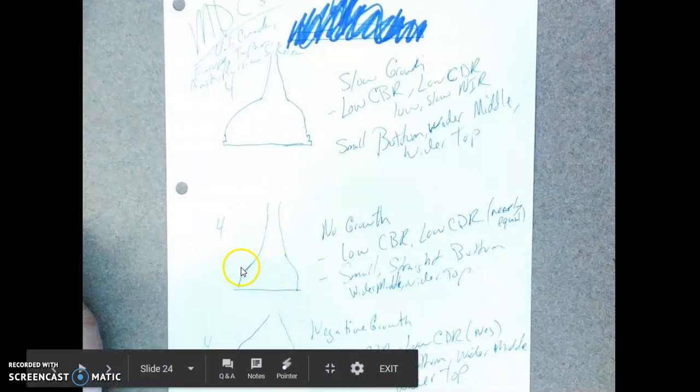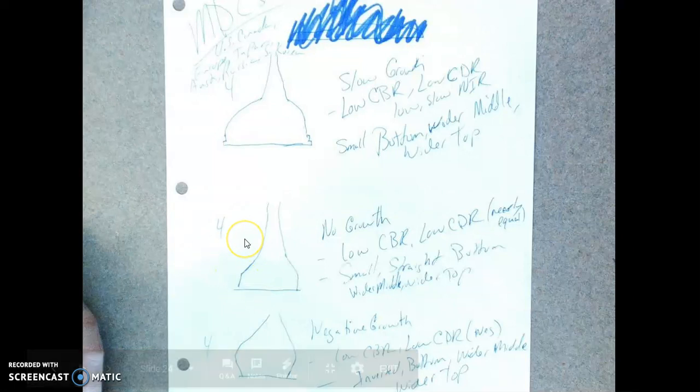So again, this is more rectangular at the bottom. That's because it's completely even. This is representing no bumping out means that it's no growth. And if it's not shrinking in, that means it's not negative growth. This straight up and down represents no growth. And then same thing, low crude birth rate, low crude death rate, they're nearly equal. Small straight bottom, wider middle, wider top.